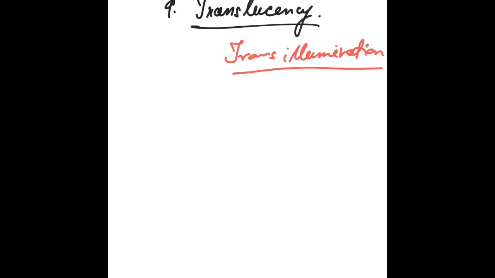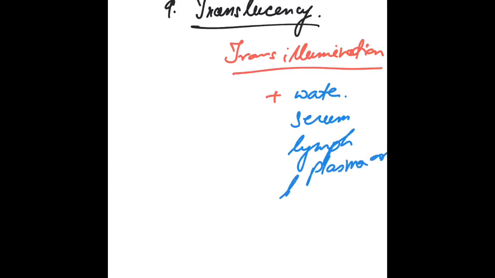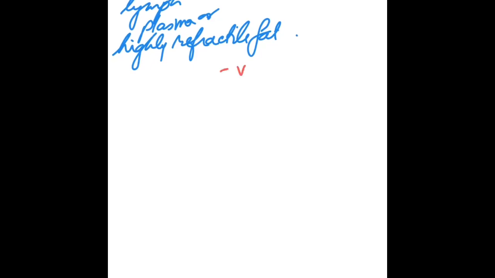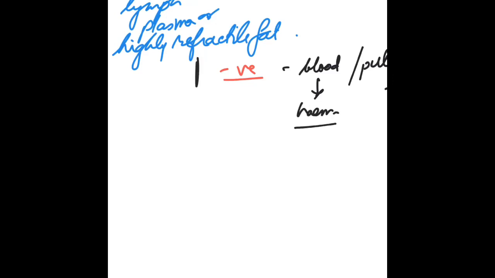Trans illumination test, and this will be positive only if the swelling contains water, serum, lymph, plasma, or highly refractile fat. Similarly, the trans illumination test will be negative if it contains blood or pultaceous material. Pultaceous material like in a sebaceous cyst, and blood maybe in a hematoma. These swellings will give you a negative trans illumination test.